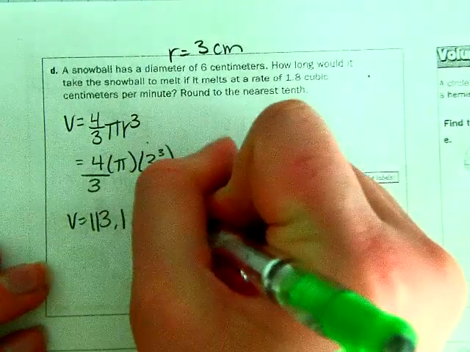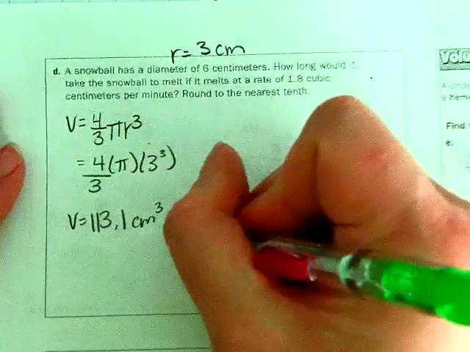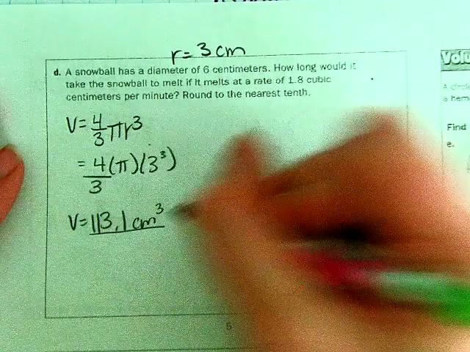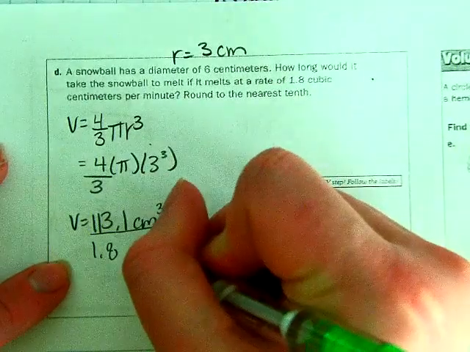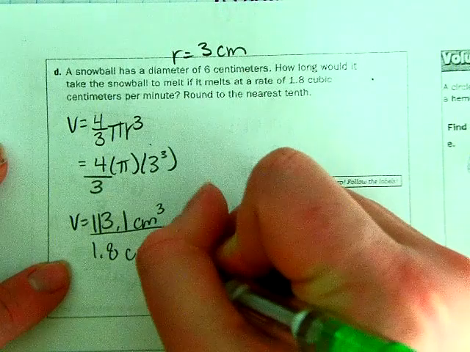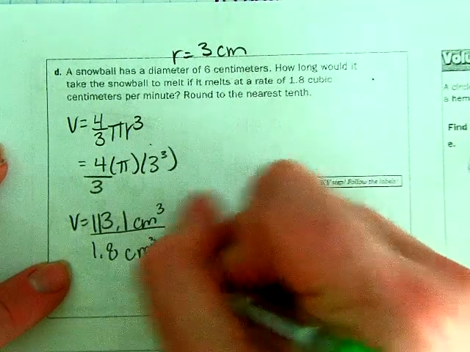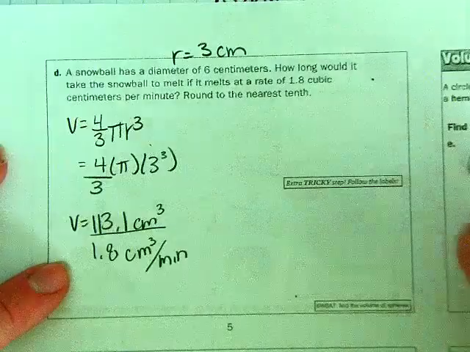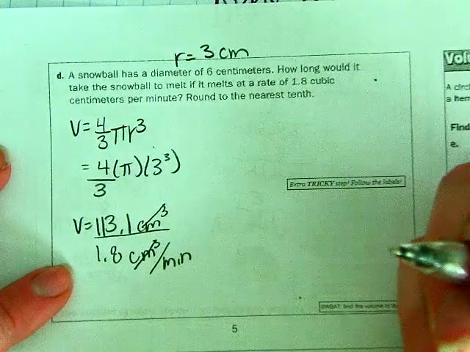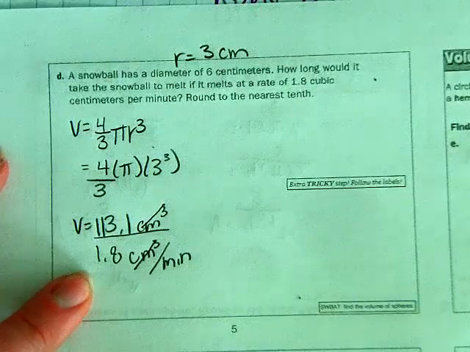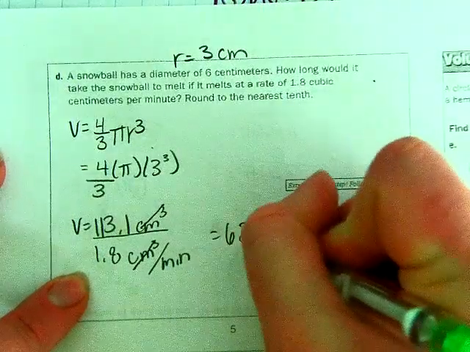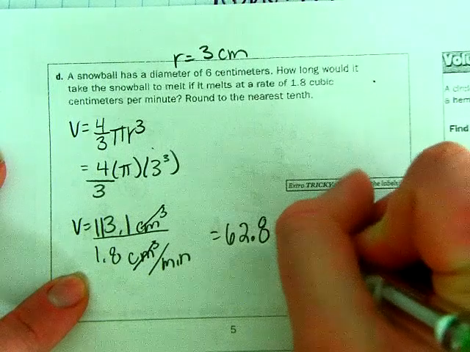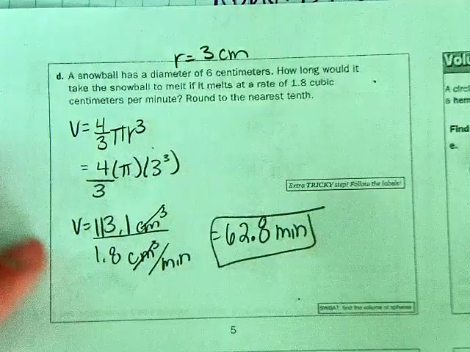centimeters cubed. Well, now I'm going to divide by 1.8 cubic centimeters per minute. So now these are left. These go away. It's another way to write it. So I'm going to divide my answer in my calculator, and I get 62.8 minutes. A little over an hour.